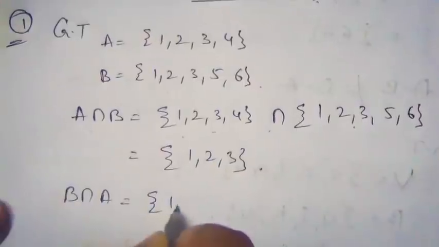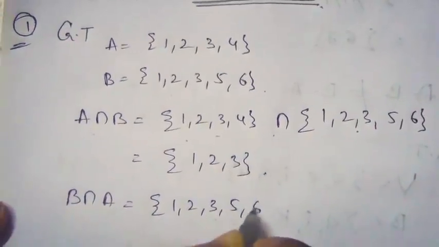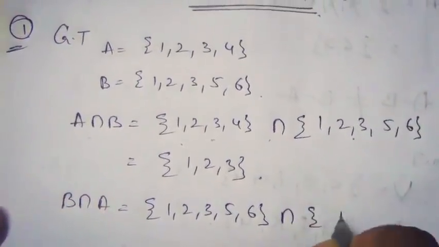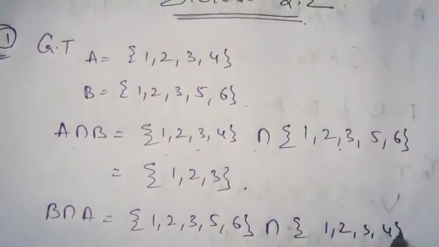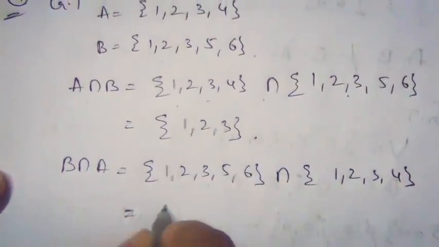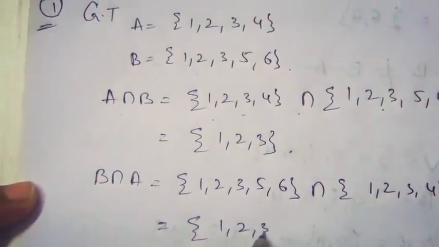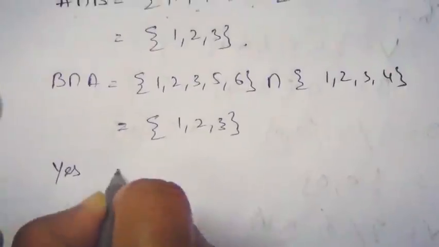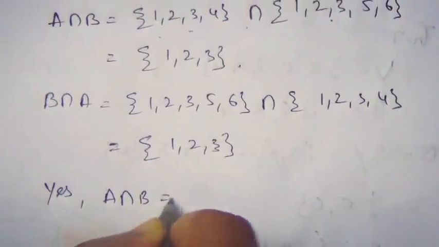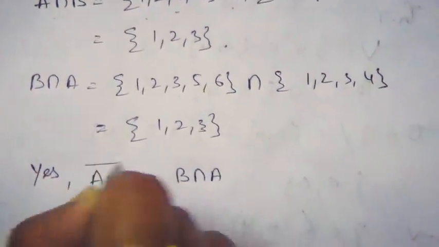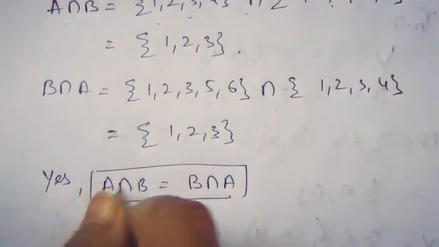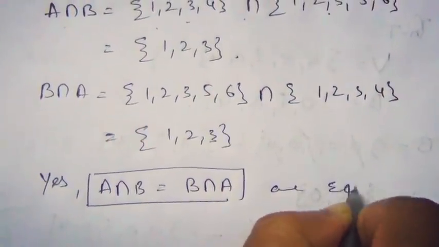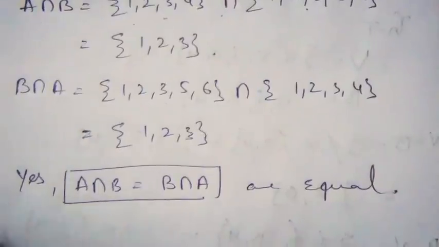First B, you have to write {1, 2, 3, 5, 6}, intersection {1, 2, 3, 4}. So what are the common elements in both? 1, 2, 3. Are they the same? Yes. A intersection B is equal to B intersection A, they are equal. It was the solution for the first sum.